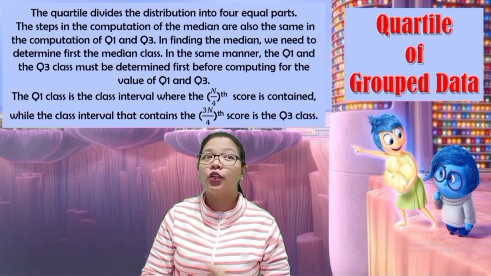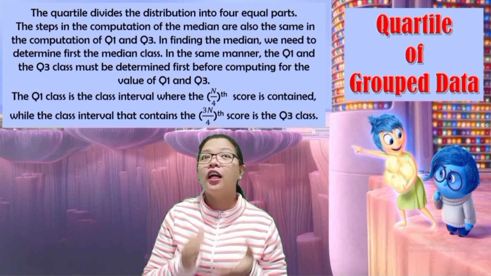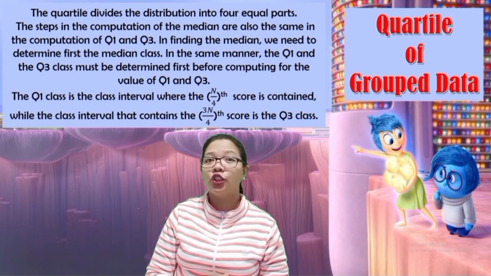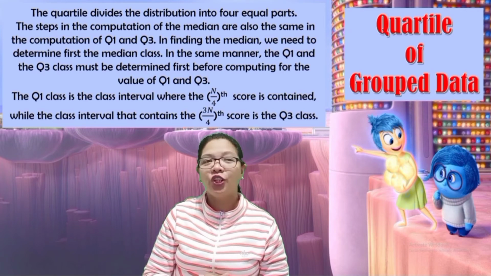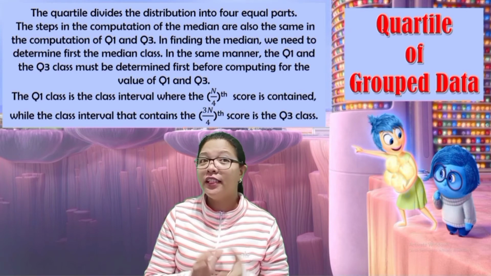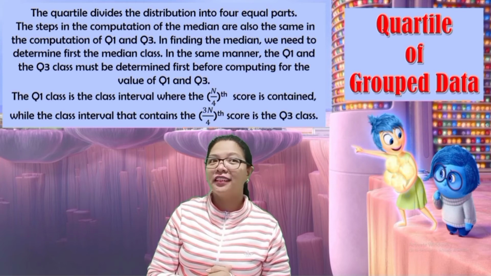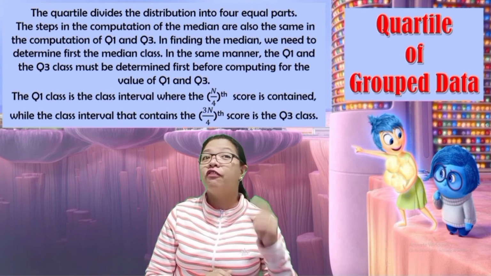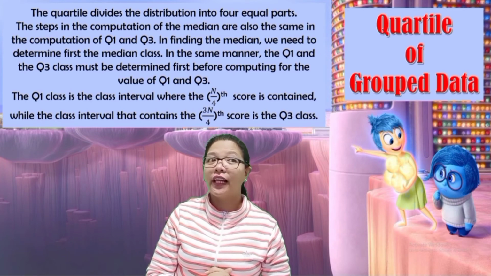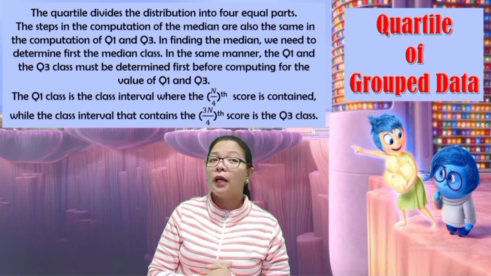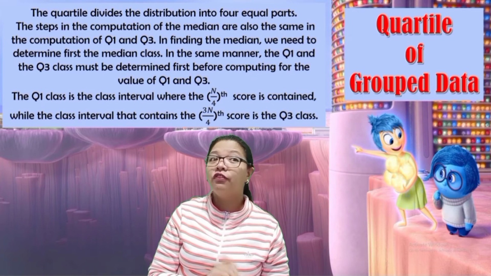The steps in the computation of the median are also the same in the computation of the first quartile and the third quartile. In finding the median, we need to determine first the median class. In the same manner, the first quartile and the third quartile class must be determined first before computing for the value of the first quartile and the third quartile.